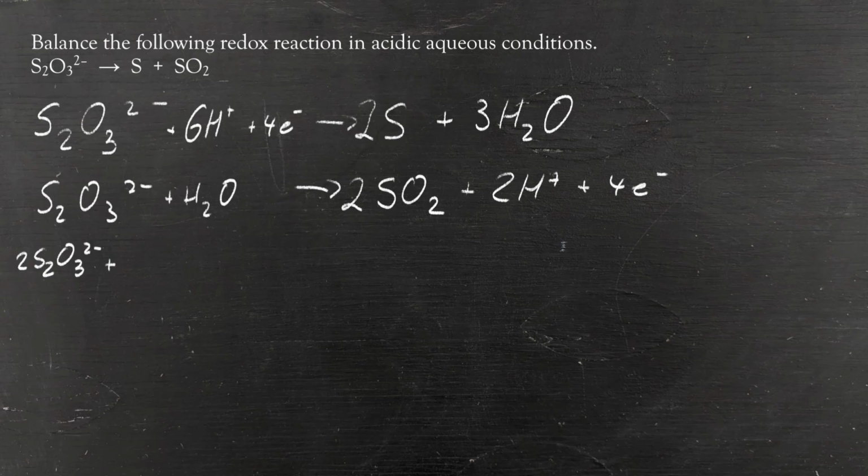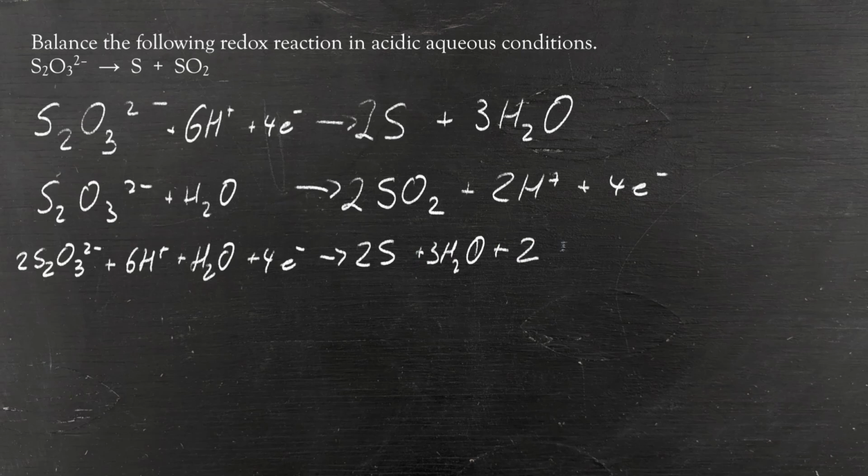2 S2O3 2- plus 6H+ plus an H2O and 4 electrons reacting to produce 2 sulfurs plus 3 waters plus 2 sulfur dioxide plus 2H+ and 4 electrons. Now there's a whole lot of simplifying that we can do now. The 4 electrons and the 4 electrons, they cancel. We have 2 hydrogen on the right, 6 on the left, so we can get rid of the ones on the right and update the one on the left to be 4H+.